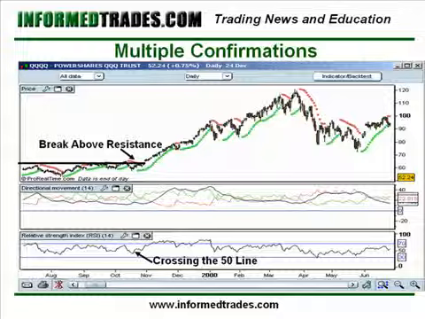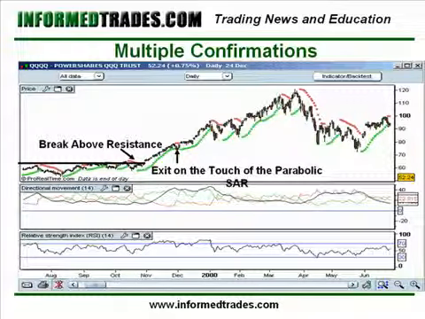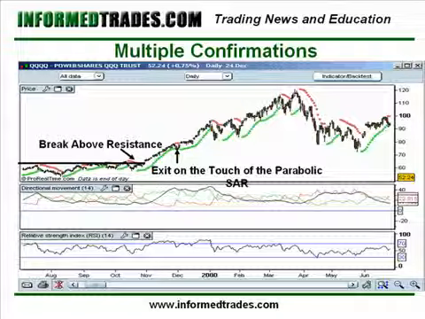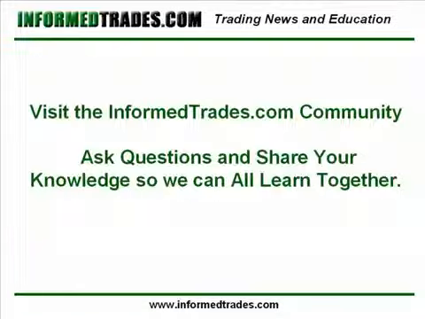So if we got long there, then the Parabolic SAR would have given us a nice run up before getting us out on a touch of the Parabolic SAR there, which we should have been trailing our stop up each day with each one of those green dots as they formed. Okay, so that's the general idea there with the Parabolic SAR.